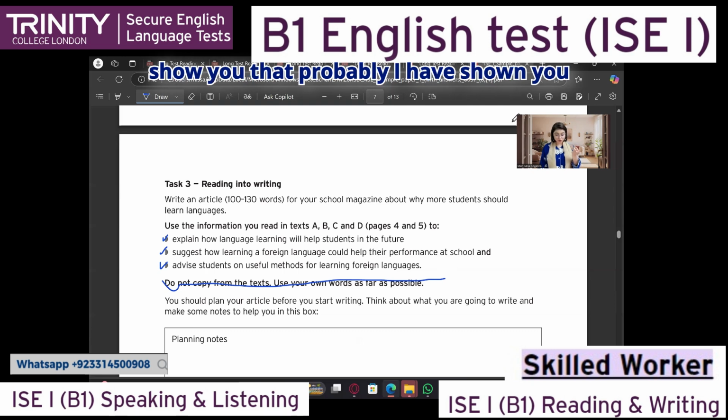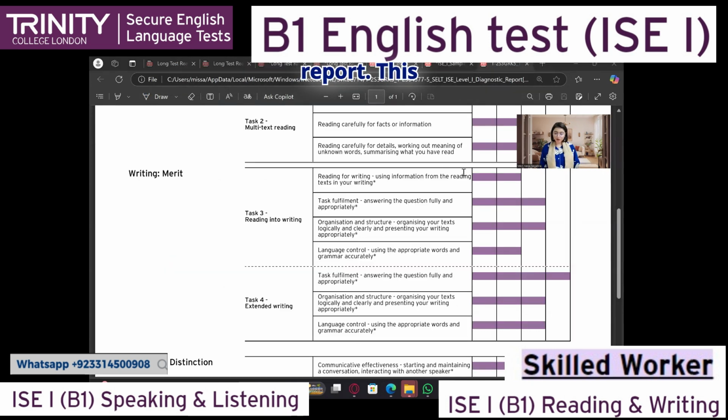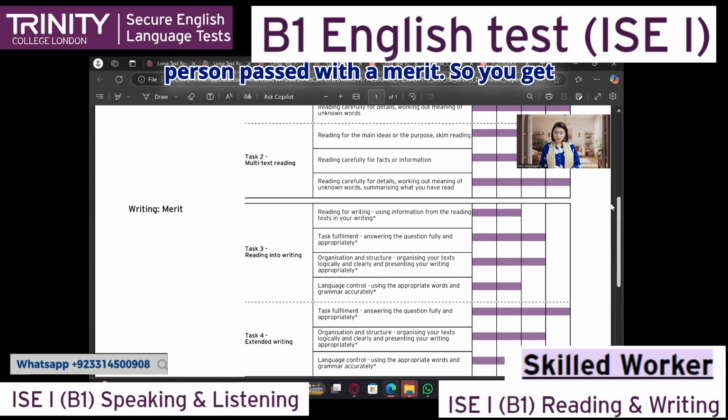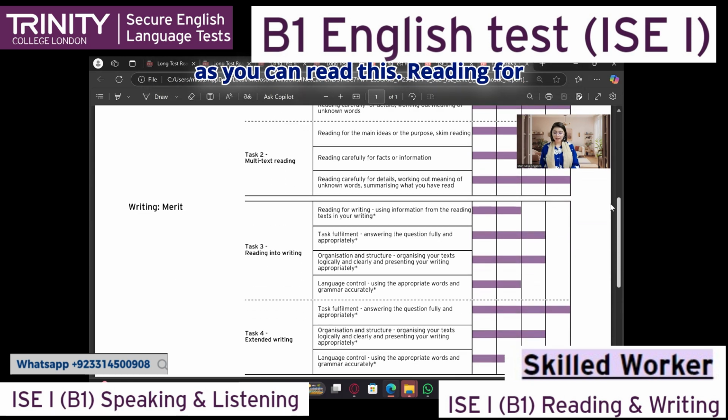If you want to see, I can show you that. Probably I have shown you already. Have I ever shown you their diagnostic report? Ma'am, can you show again? Yeah, hold on, please. All right, so here's the diagnostic report. This person passed with a merit. So you get marks for using information from the text, as you can read this. Reading for writing, using information from the reading text in your writing. This means that if you just start creating stuff on your own, that's not going to be beneficial. You have to use information from the text.